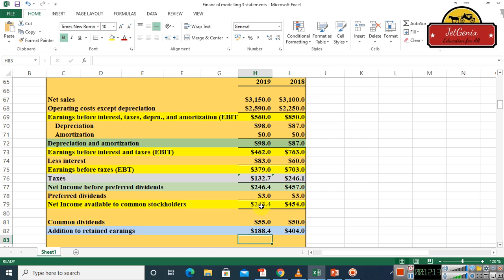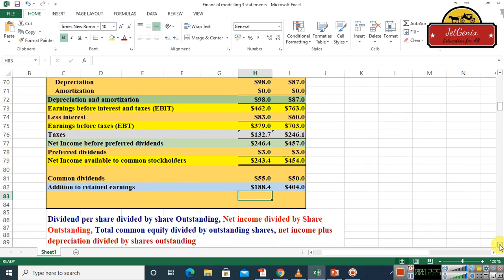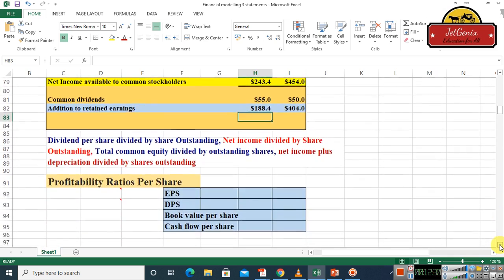How are we going to develop the income statement of a company? Now that we have all these figures, all this data, we are going to calculate four things: the earning per share, dividend per share, book value per share, and cash flow per share. Because we have the data ready and available to us, we can calculate it very easily.